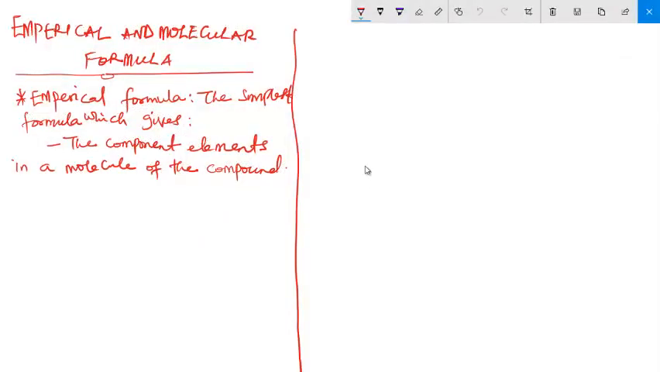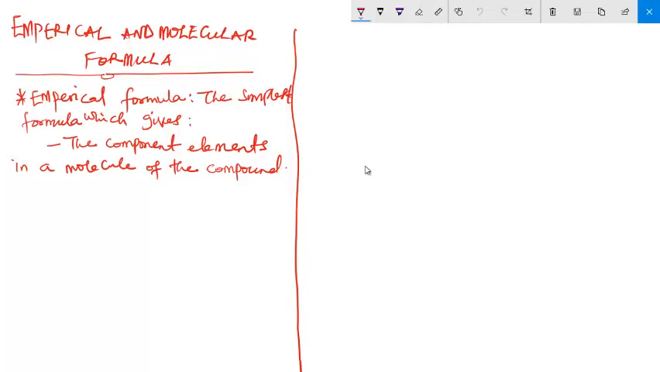You're welcome to this lesson, and this will be the continuation of our last lesson where we considered some calculations regarding atoms. In this lesson, we are going to take a deeper look at how to calculate the empirical and molecular formula of a chemical compound.